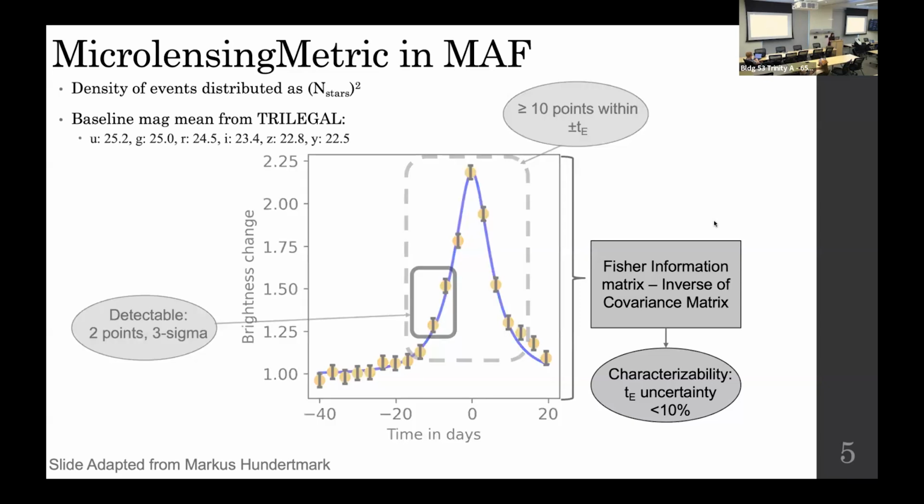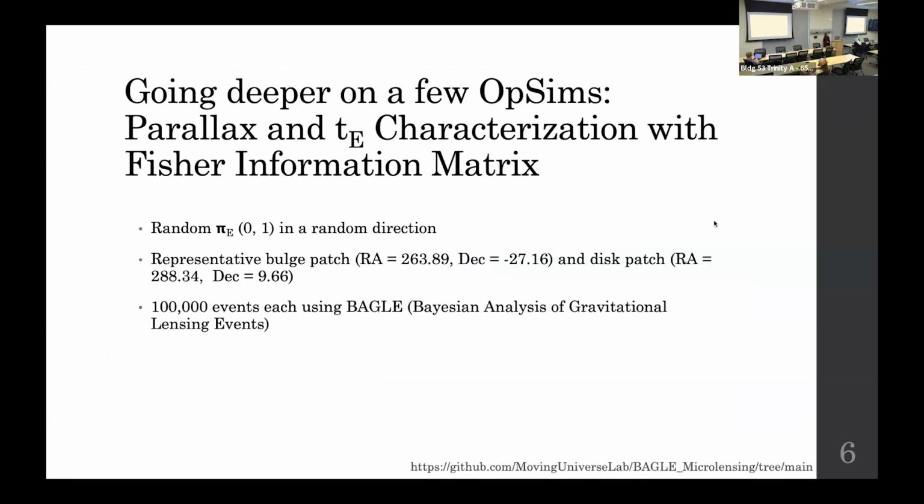So if we zoom in a little bit more on the Fisher information matrix: outside of the context of the map, since the stuff in the map needs to be super lightweight, we go deeper in a few different options where we include microlensing parallax and tE characterization using the Fisher information matrix. We take a representative bulge patch and a representative disk patch and simulate 100,000 events using BAGLE, which is a microlensing model and fitting code.